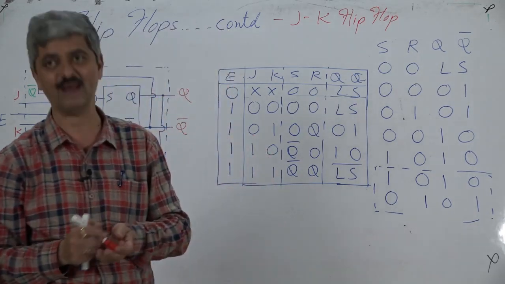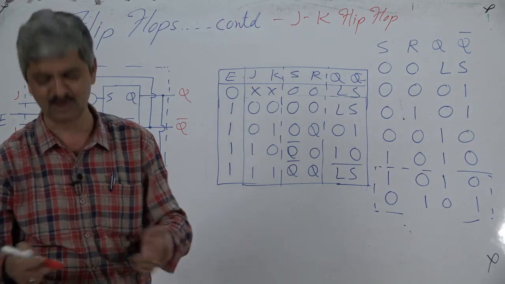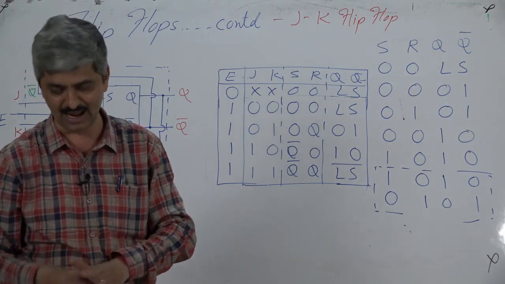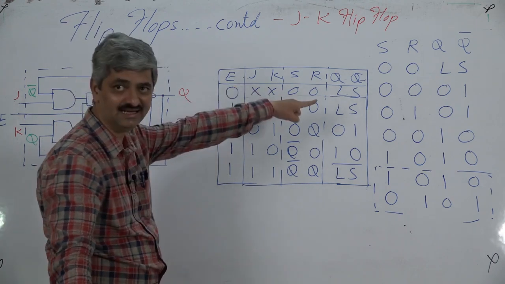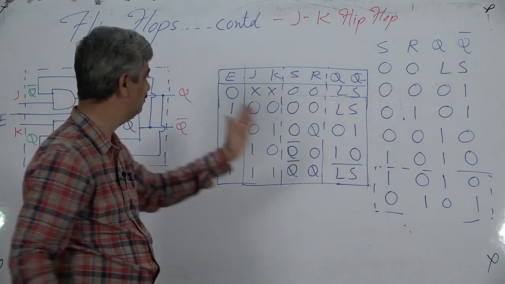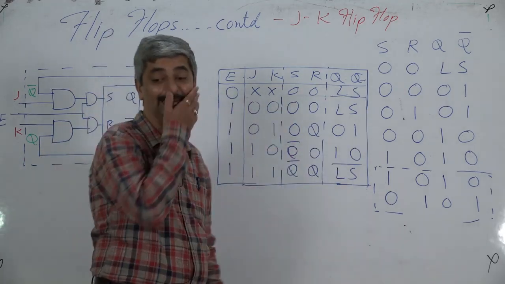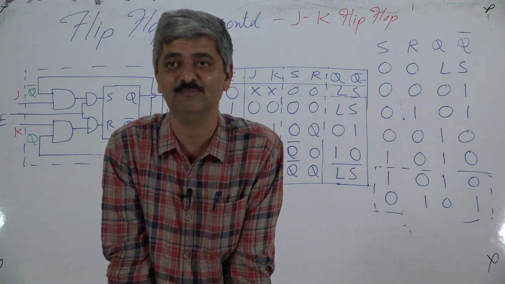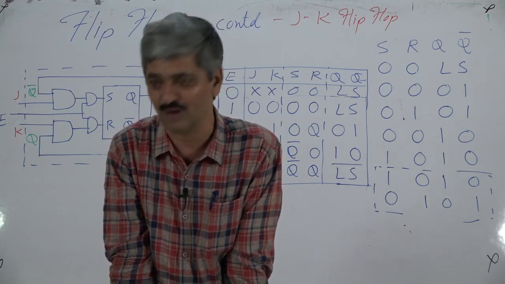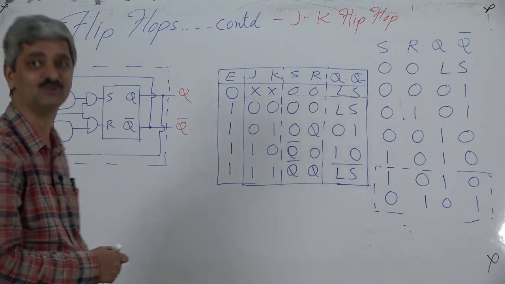Then you will ask me, why did you add E? Are you making some fun of us? If we add E, then E equal to 0 results in the last state, and when E is equal to 1, the original truth table continues. But now, what I am going to do is, I am not going to keep this E continuously 1. I will have a switch.